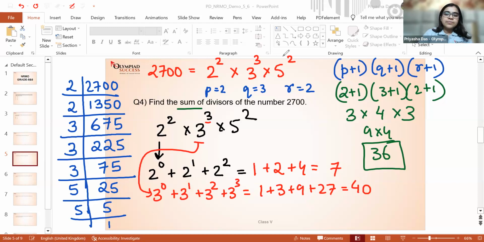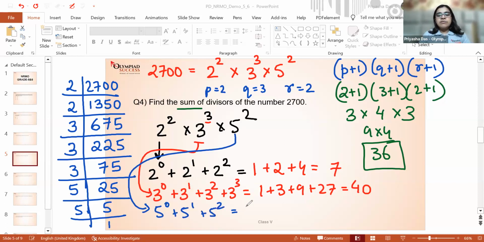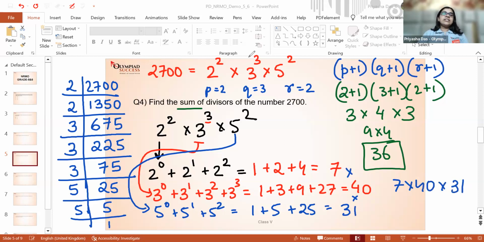And the last one, 5 square. 5 to the power 0 plus 5 to the power 1 plus 5 to the power 2. 5 to the power 0, 1. 5 to the power 1, 5. 5 square, 25. Sum is 31. Can anyone do me the favor of multiplying all of these? 7 into 40 into 31. And tell me the answer in the chat box.